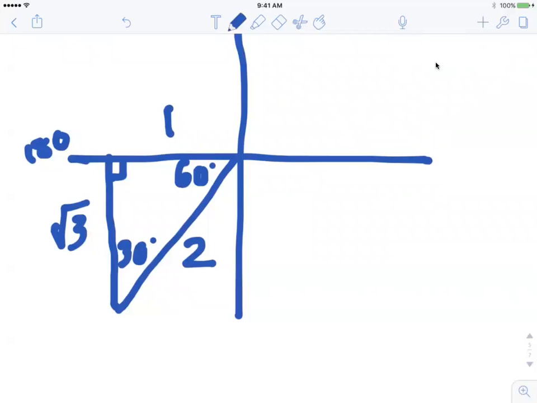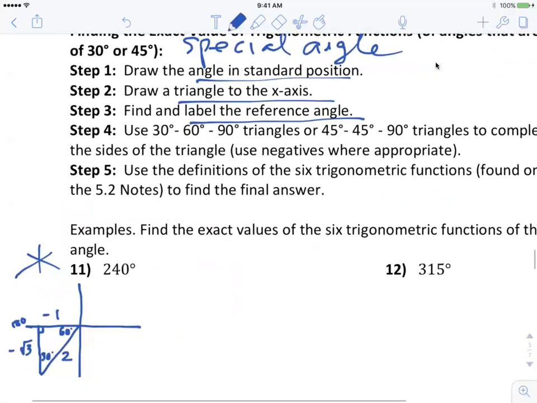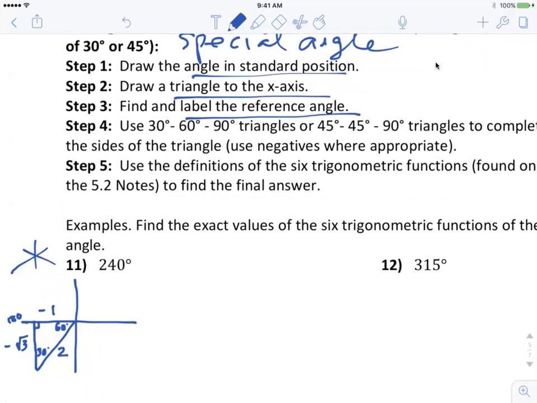Then include negatives if there are any. Now the hypotenuse is always positive. That's never going to be negative. But if your x or y value is negative, you want to put that now. So this is actually a negative 1 because you're going to the left on the x-axis. And this is actually negative √3 because you're going down. So anytime you go left or down from the axes, you're going to put a negative. Okay, so we've just labeled our little triangle. We've done steps 1 through 4. We did use negatives where appropriate, got it all in there.